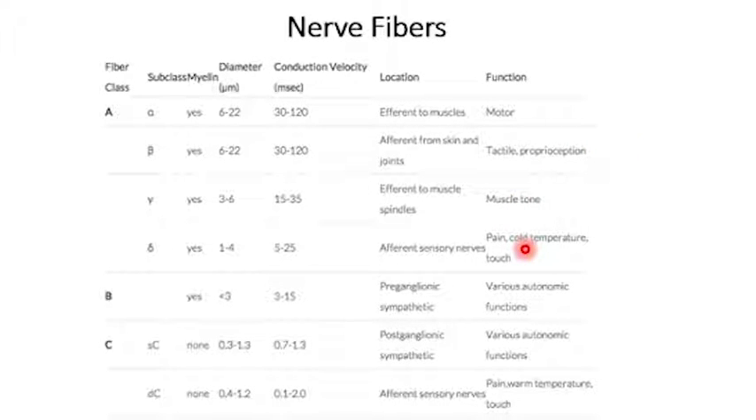So if you look at the difference between the A delta fibers and the C fibers, you notice that the A delta fibers will mostly be involved in cold temperature transmission, but for the C fibers, you have warm temperature and touch. And if you take a practical example, you realize that you respond much quicker to cold sensations as opposed to warm sensations.